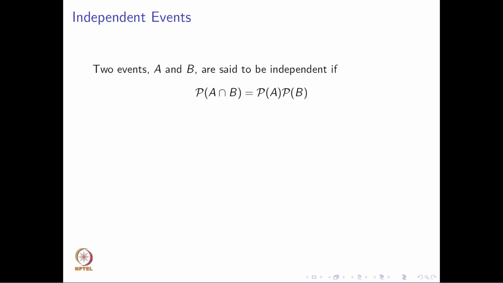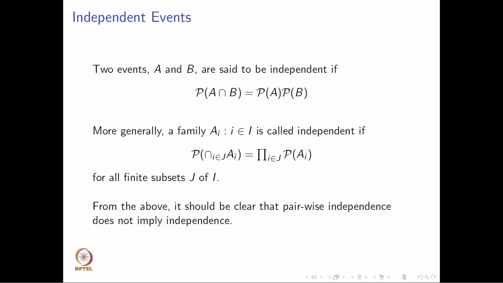Two events A and B are said to be independent if probability of A intersection B is equal to probability of A into probability of B. More generally, a family of events Ai, where i is an element of the integers, is called independent if probability of any subset of the events Ai is equal to the product of the probabilities of those events. Essentially, what we're trying to say here is that if you have a family of events Ai, then the independence condition holds only if for any subset of those events this condition holds. From this, it should be clear that pairwise independence does not imply independence. That is, pairwise independence is a weaker condition.